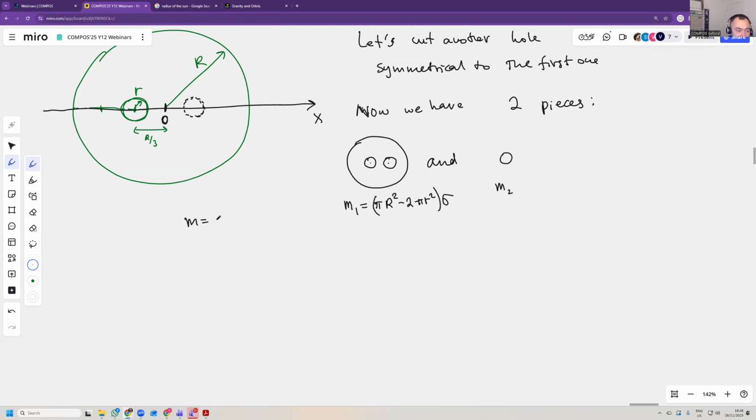So mass is the area multiplied by sigma, which is called the surface density. And mass of the second piece is simply pi r squared sigma, of course. Now the position, x1, of the first piece is 0, because the center of mass is here. The position of the second piece is r over 3. And that's all we need.